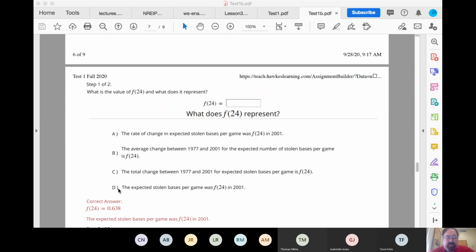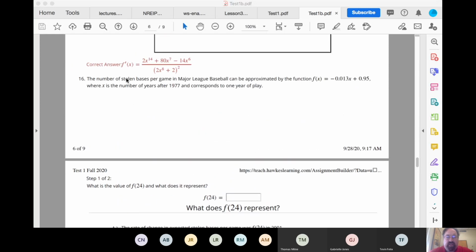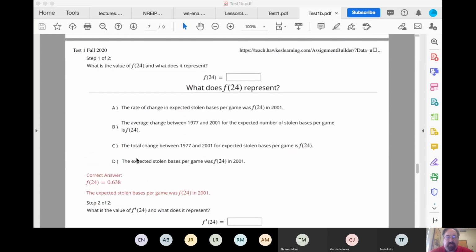Now a lot of people would get the number correct, what it's asking for, but not the interpretation. So since it's only about the original function, the answer has nothing to do with any kind of change. It's just the expected stolen bases per game. So when it's asking what does the function represent, all you have to do is go back up here and look at what does the function mean? Number of stolen bases per game. And that's what is given here.